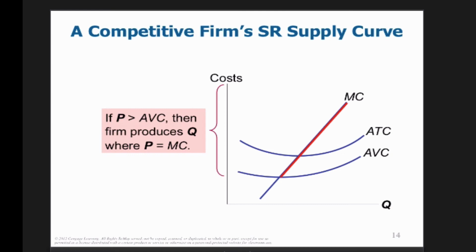All right. So if price is greater than the average variable cost, at the point at which marginal cost is greater than average variable cost, the firm should produce. If you're down here, you should be shutting down.